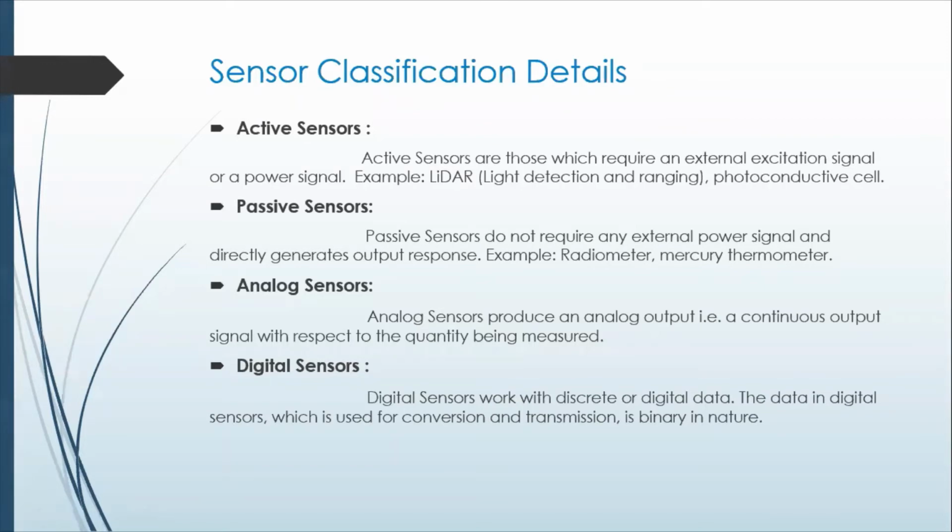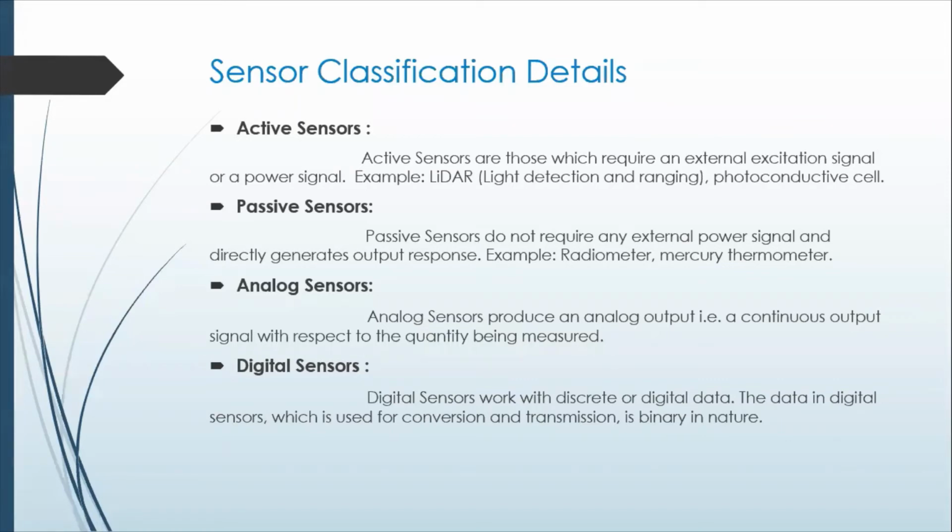A passive sensor does not require an external signal, and it just sort of inherently is able to produce a response. An example of that is a mercury thermometer. Like the thermometers that you have hanging up outside to tell you how hot it is, they don't need power to operate. It just sort of happens automatically.